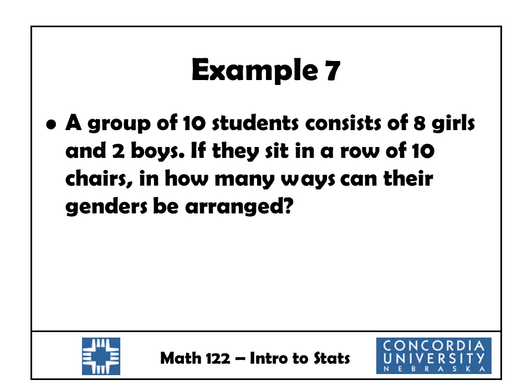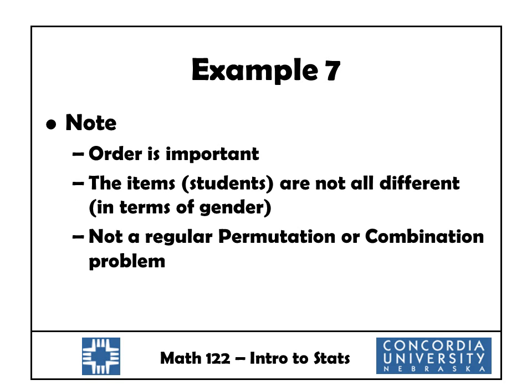Next example is going to look very similar to the previous examples, but there's a slight difference that makes it completely different. A group of 10 students consists of 8 girls and 2 boys. If they sit in a row of 10 chairs, in how many ways can their genders be arranged?